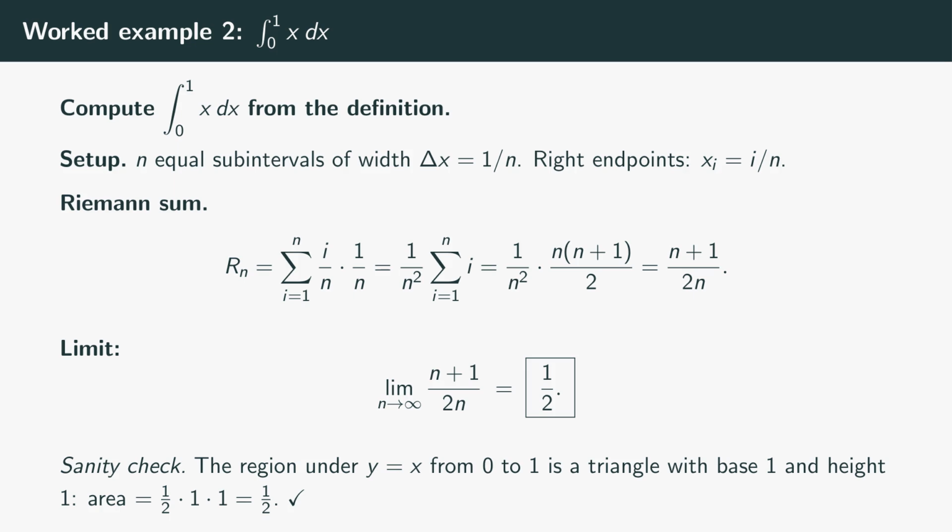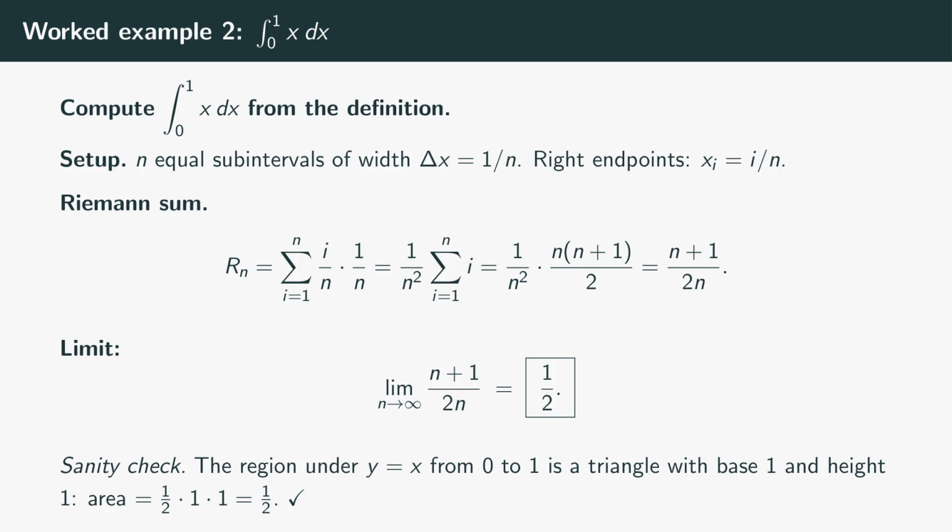Sum from i equals 1 to n, pull the 1 over n squared out, get 1 over n squared times the sum of i from 1 to n, and that sum is the most famous closed form in all of mathematics. Gauss's schoolboy trick, n times n plus 1 over 2, multiply through: n plus 1 over 2n. Take the limit. As n goes to infinity, n plus 1 over 2n tends to 1/2. The integral of x from 0 to 1 is 1/2.